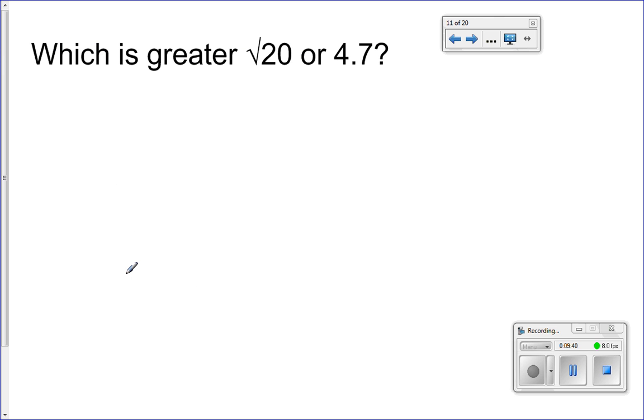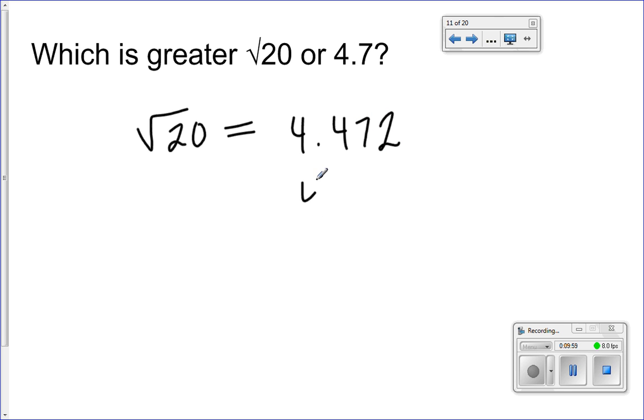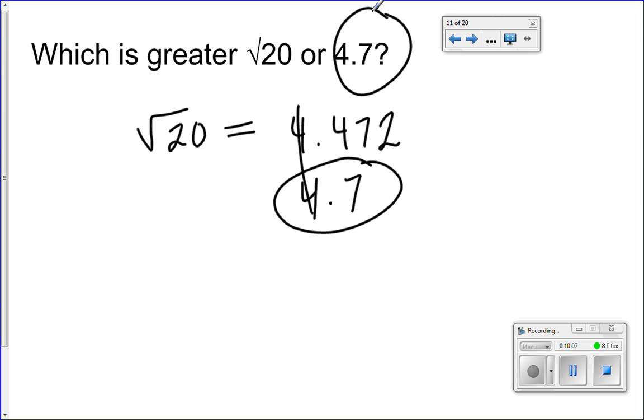So let's look at this one, the square root of 20 or 4 and 7/10. Which one's greater? The square root of 20, rounded to the thousandths again, will give us 4.472. I'm going to line up my decimals to make it easier to look at. These numbers are the same. This is greater. So 4 and 7/10 is greater.